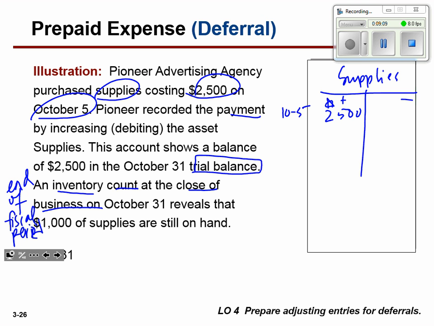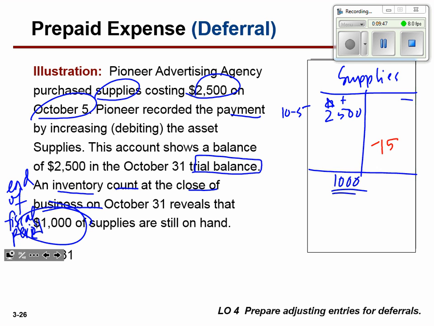somebody at our business counted, and it shows we only have $1,000 still on hand. So if I did something like this, that's our true balance. Even though the trial balance says $2,500, because that was pulled from the ledger, somebody at the end of the fiscal period counted and said, you don't have $2,500 anymore, you have $1,000. So what did we use? We used the difference, $1,500. Should I debit or credit that?